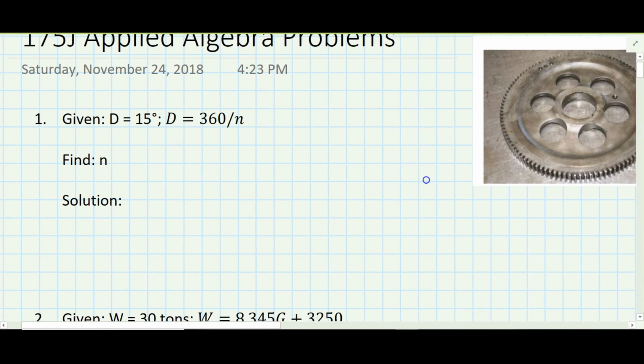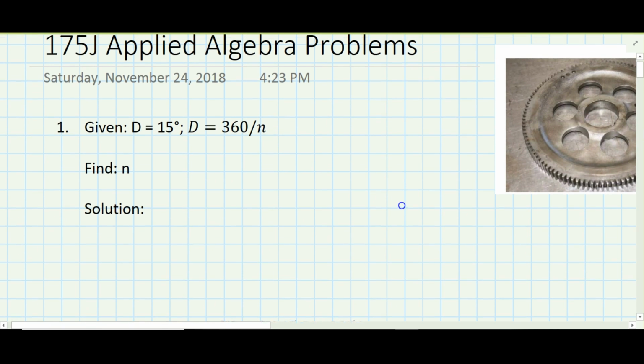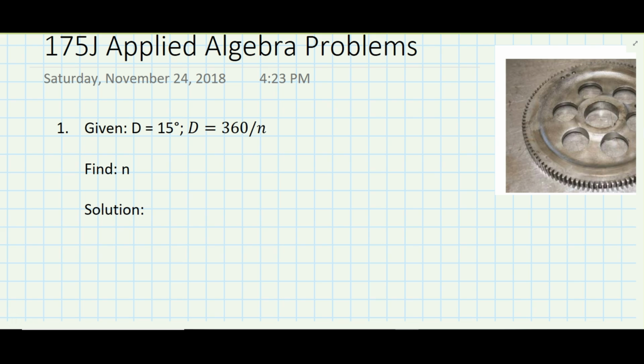So let's get started with trying to get n by itself. We start out with d equals 360 degrees divided by n, and we want to get n by itself. So I'm seeing the most reasonable thing to do would be to move n to the left side by multiplication, and then to move d to the right side by division. So let's get started with that.